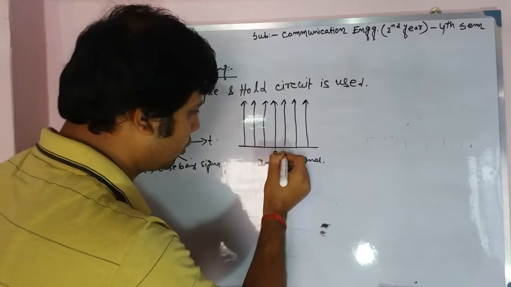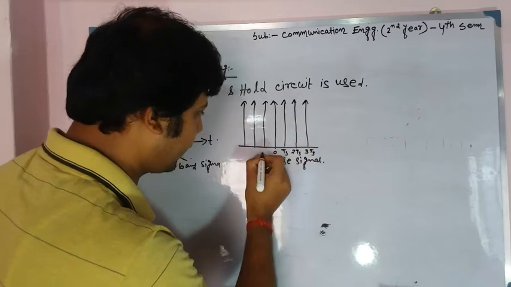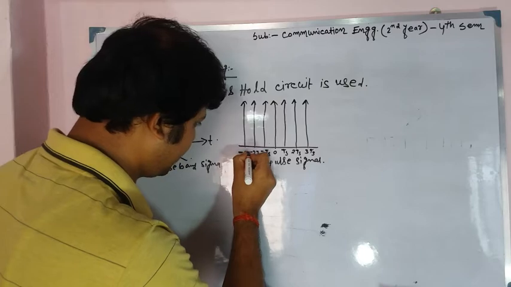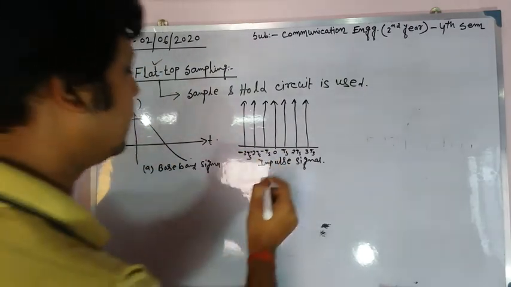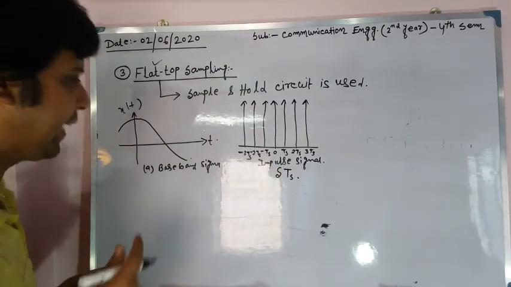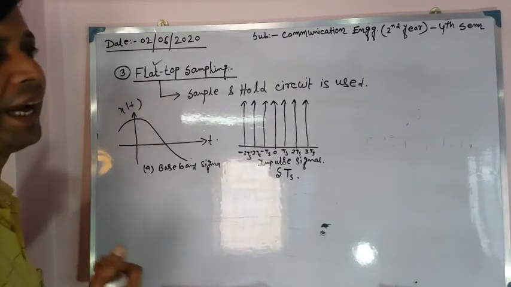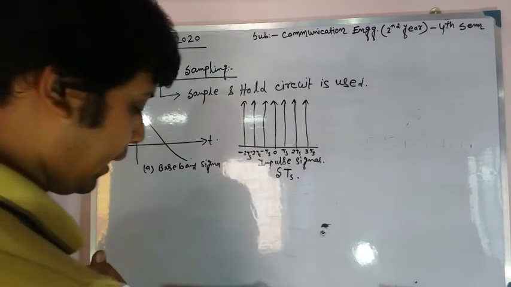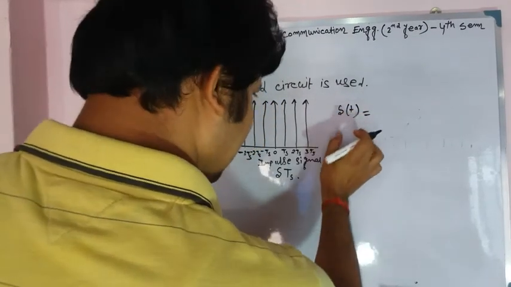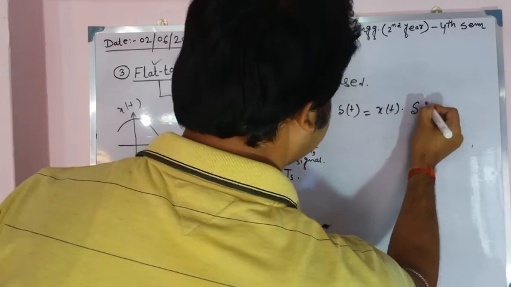This is 0, this is Ts, this is 2Ts, 3Ts. And here minus Ts, minus 2Ts, minus 3Ts. The impulse signal is denoted by delta Ts. We have already known this. Next, these two signals x(t) and delta Ts are multiplied with each other and generate s(t). So s(t) is the multiplication of x(t) into delta Ts.